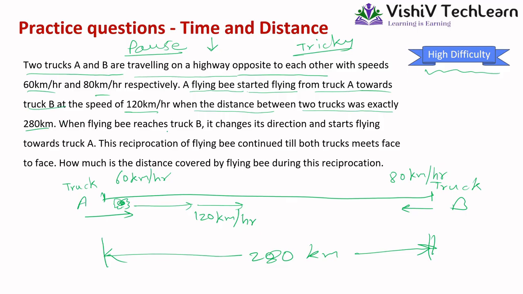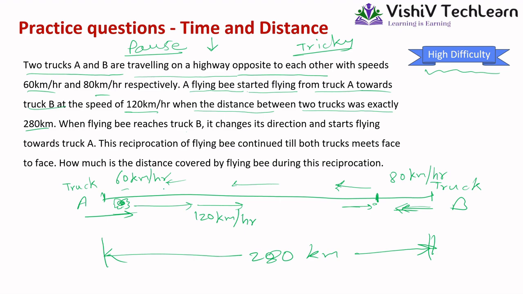When the flying bee reaches truck B, after flying some distance, now this truck will be coming nearer to truck A. This distance is going to reduce every second. After some time, this truck B may be at this point, and at that time when the flying bee reaches over here, the flying bee takes the U-turn. It starts flying in the opposite direction again towards truck A. It has started again flying towards truck A, and this goes on.